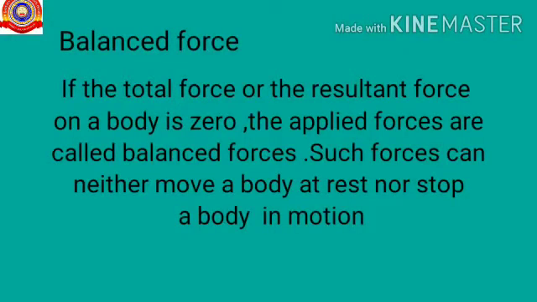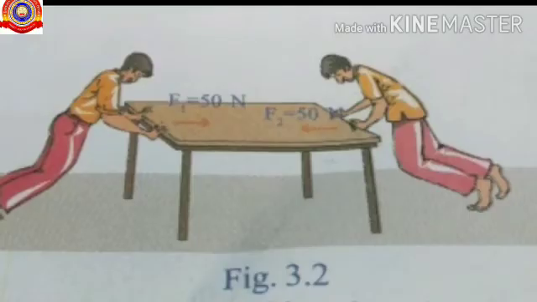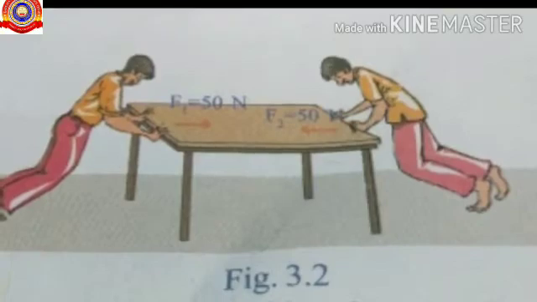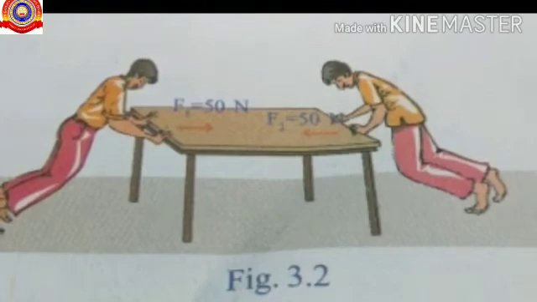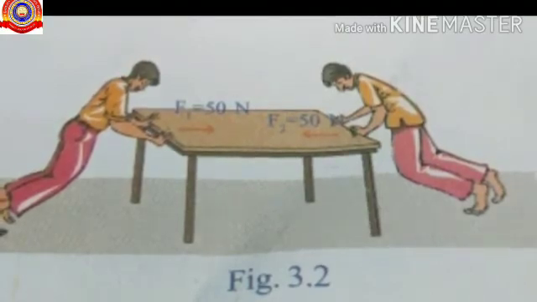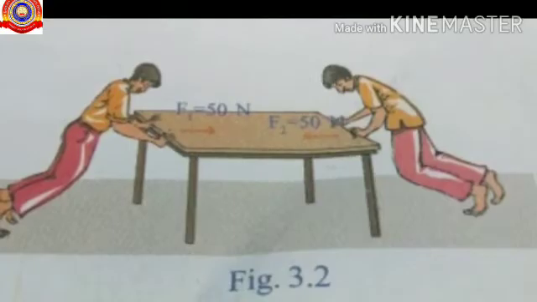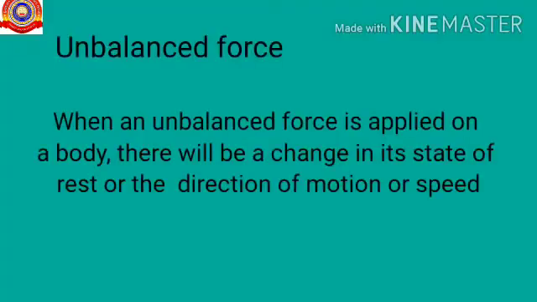So let's see what a balanced force is. If the total force or the resultant force on a body is 0, the applied forces are called balanced forces. Such forces can neither move a body at rest nor stop a body in motion. We already saw that in our second figure. Two boys are pushing a table by giving equal force but in opposite directions. So what is the total force here? Yes, 0. That means it doesn't cause any movement.